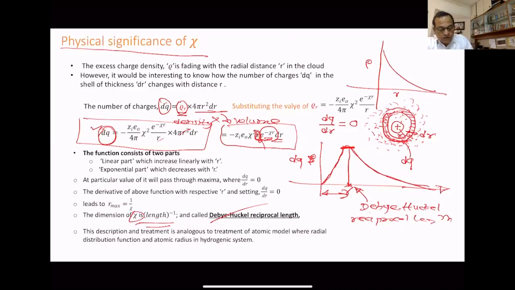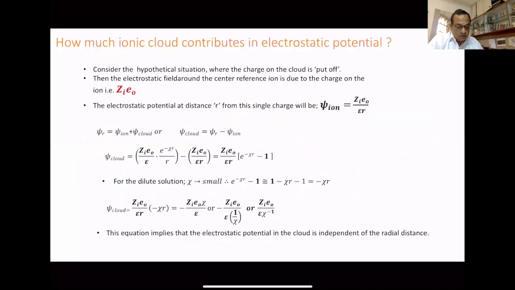So in fact, I will give you this assignment after some time: prove that at this point dq by dr, the distance is 1 upon chi. So we can do that. Well, we'll proceed with that. Now we understood the physical significance of chi, which is the Debye-Hückel reciprocal length. Now, I think last time we had done up to this point. So now we proceed with this.